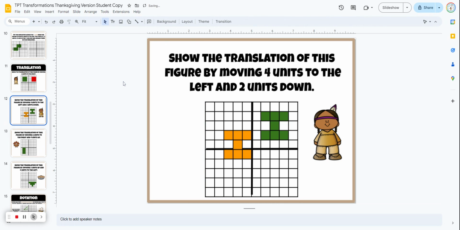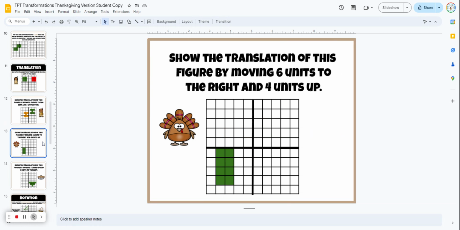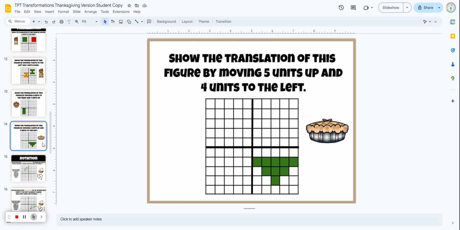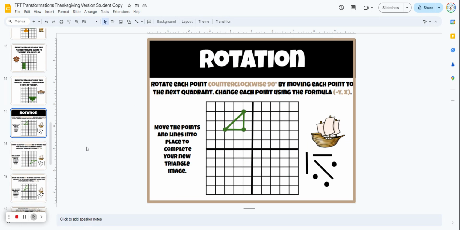And there we show 2 movements, and you can see that the orientation has not changed. This one, the next 2, they have 2 movements each. Then we're going to move on to rotation.